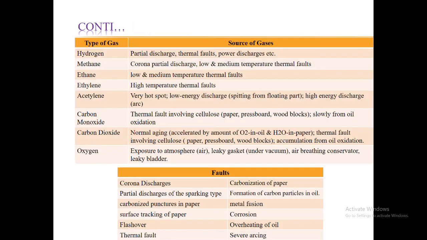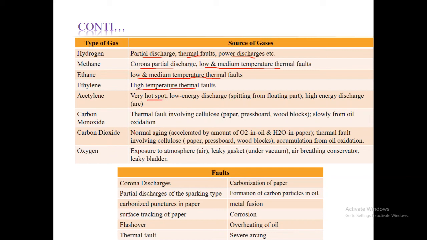structure of the equipment. So here you can see that hydrogen gas normally indicates partial discharge, thermal fault and power discharges. Methane will indicate corona kind of partial discharges and low and medium temperature thermal fault. Ethane will indicate low and medium temperature thermal fault. Ethylene indicates high temperature thermal fault.